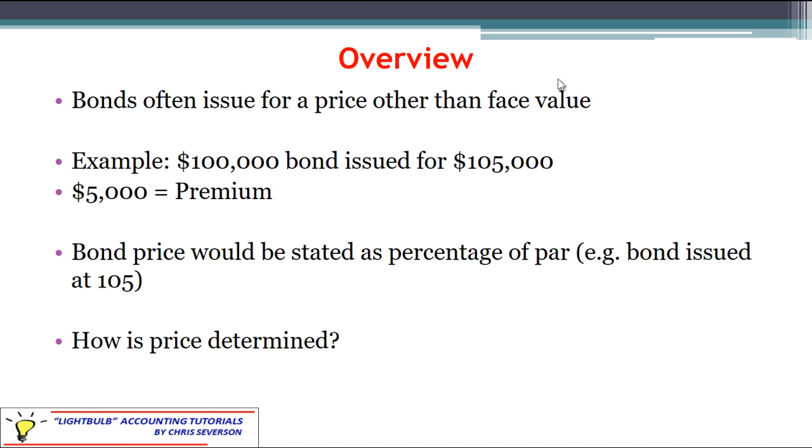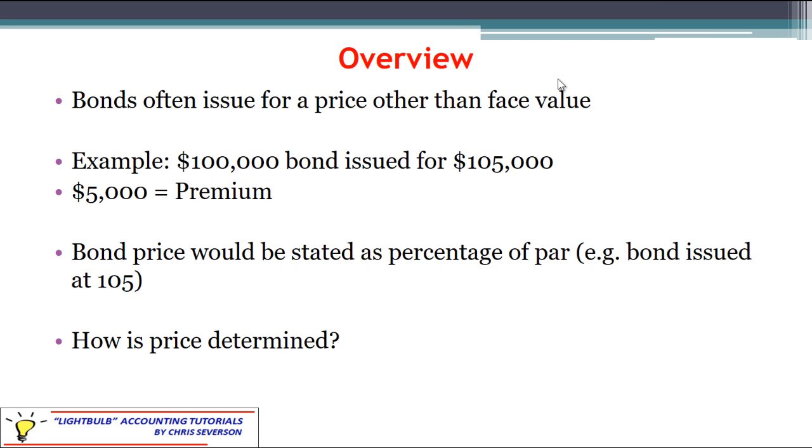So as I mentioned, bonds often issue for a price other than their face value. As one example, you could have a $100,000 bond that issues for a price of $105,000. What this basically means is that some bondholder is going to pay a $105,000 amount to purchase this $100,000 bond. This gives us a $5,000 premium.